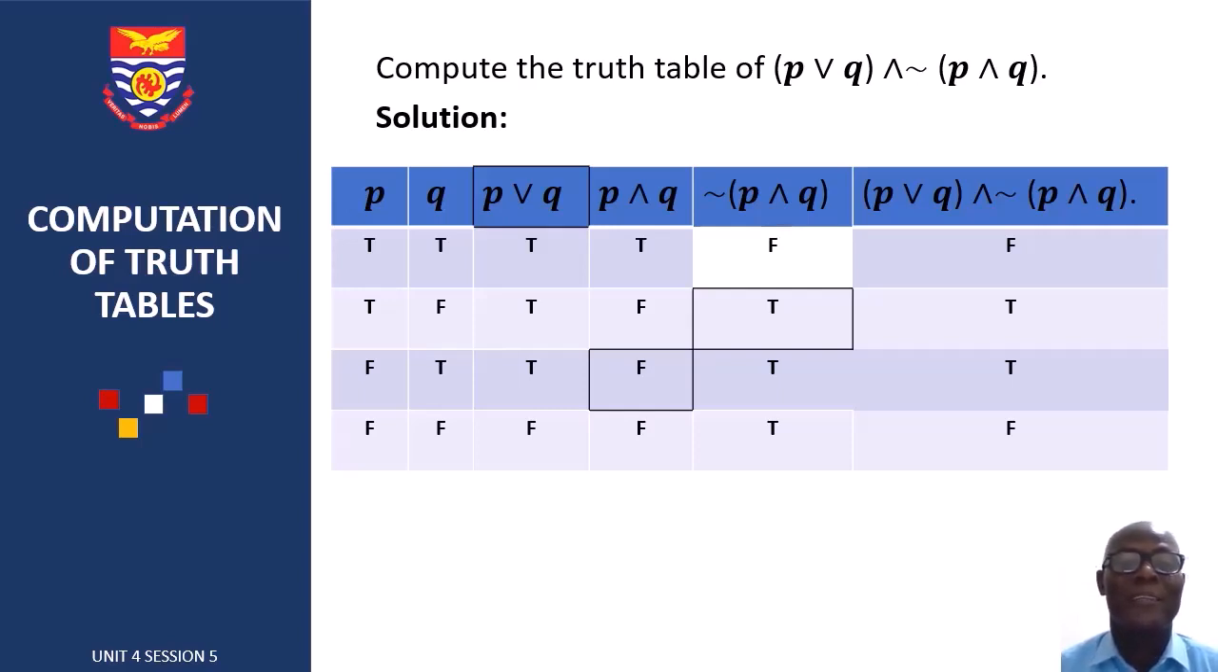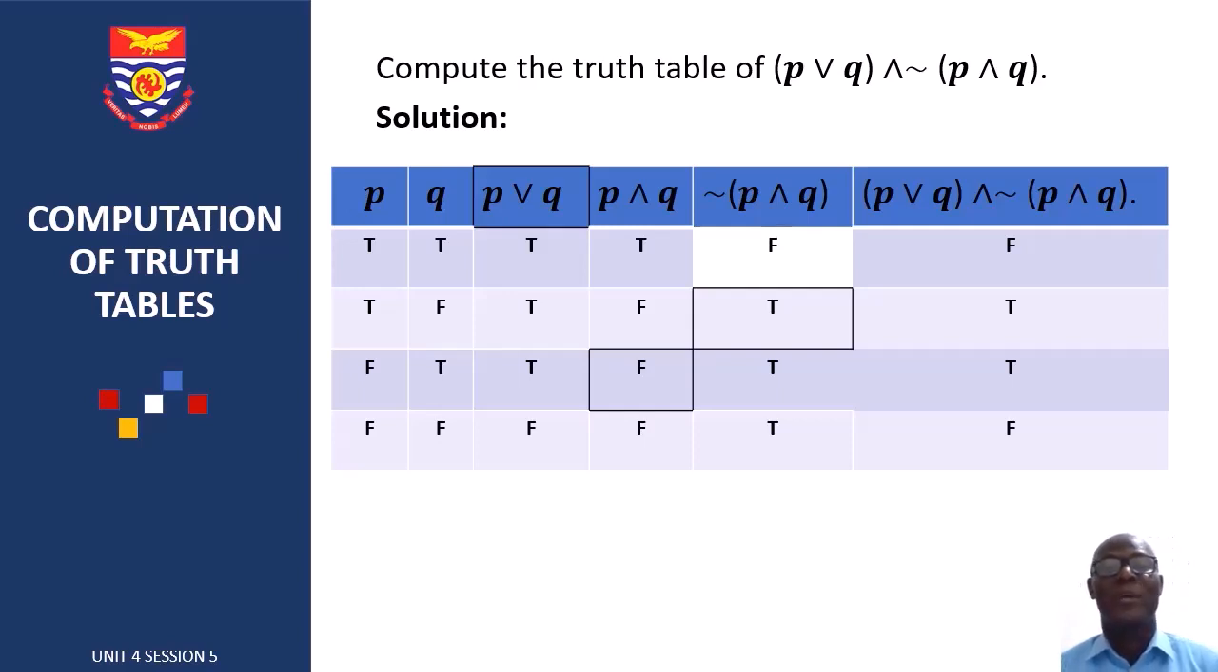So let's find the disjunction P disjunction Q. For disjunction, both statements must be true, or any of them must be true for the disjunction to be true. Hence, if P is true and Q is truth, then the disjunction is true. If P is truth, Q is false, the disjunction is true. If P is false, Q is truth, the disjunction is truth. If both P and Q are false, then the disjunction is false.